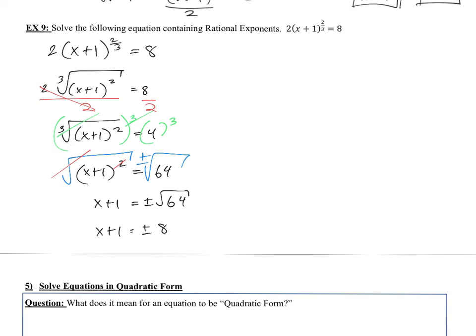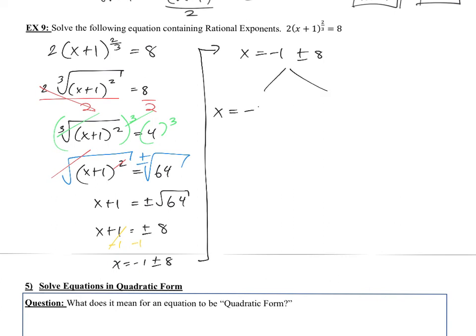Now, minusing 1 from both sides. Actually, I want to do that in yellow. Minusing 1 from both sides. X equals negative 1 plus or minus 8. Let's continue on the side here. I can split that into x equals -1 plus 8 and x equals -1 minus 8. So x equals 7 and x equals -9.